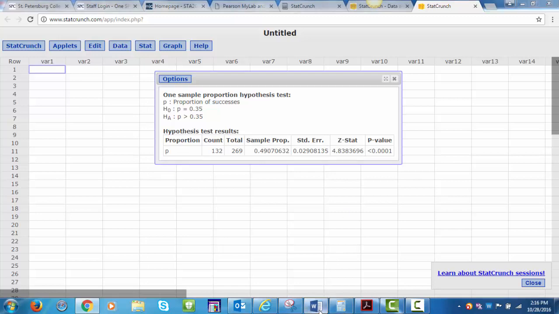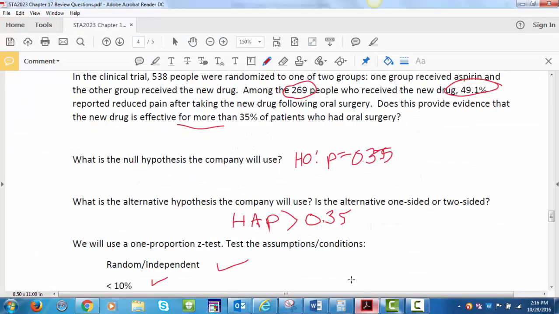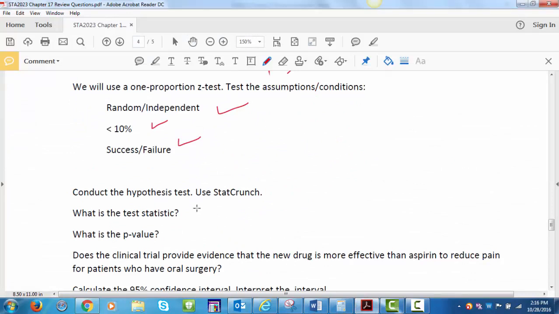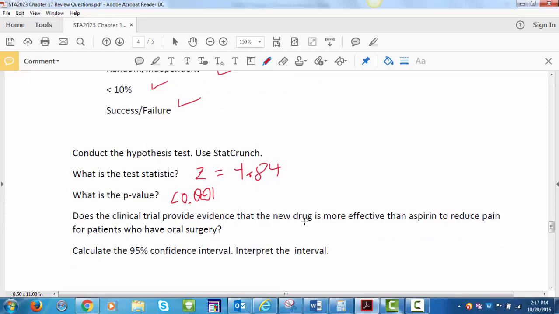I think I asked for that in the document. So the z was equal to 4.84, which means it's more than 4 standard deviations above the middle of the sampling distribution, which was centered at 0.35. And our p-value here was less than 0.001, very, very small. So yes, it does. We have lots of evidence from this trial that this new drug is more effective than aspirin to reduce the pain.